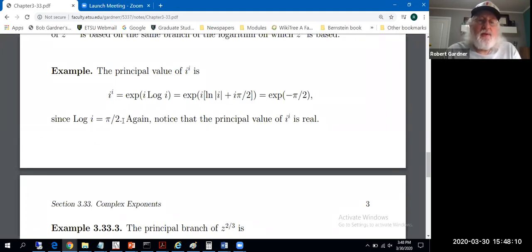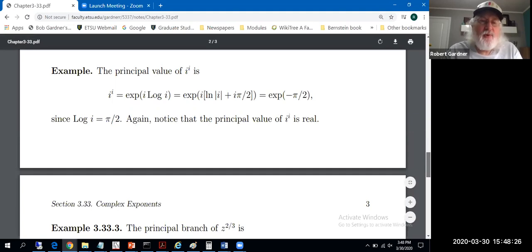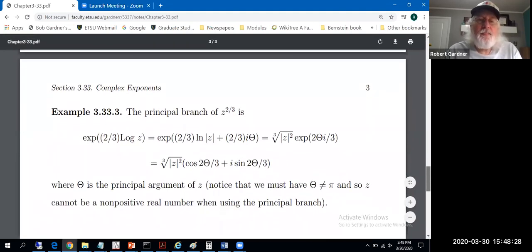Yeah, we've evaluated the log function as pi halves, as mentioned. So another funny situation here where we get the principal value of i to the i power, imaginary numbers in the base, imaginary numbers in the exponent. They produce real numbers, and it's for the same reason that we had above.